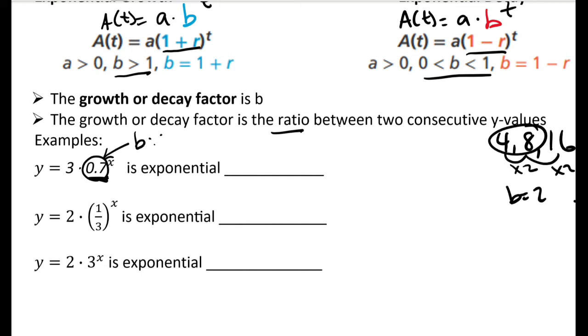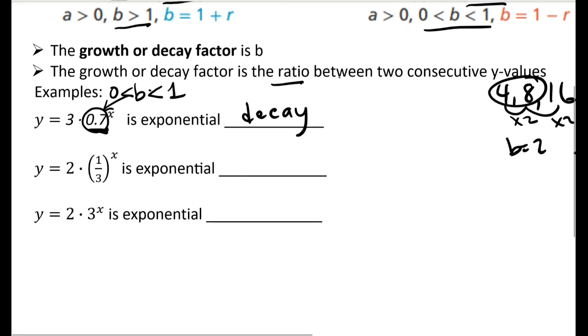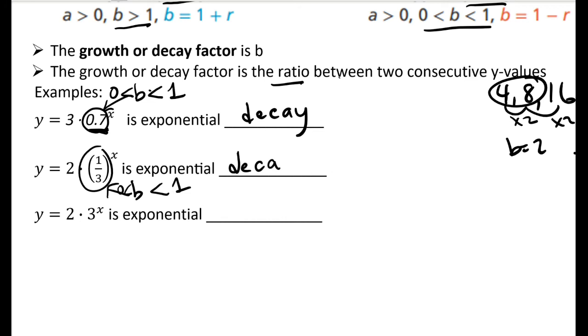And my b here is less than 1, but it's also greater than 0. So my b here is a fraction. Therefore, this is going to be exponential decay, since that b is smaller. Now looking at the next example, y equals 2 times 1/3 to the x power. Again, this is b. Now b here is 1/3, and 1/3 is less than 1 but greater than 0. So this is going to be also exponential decay.